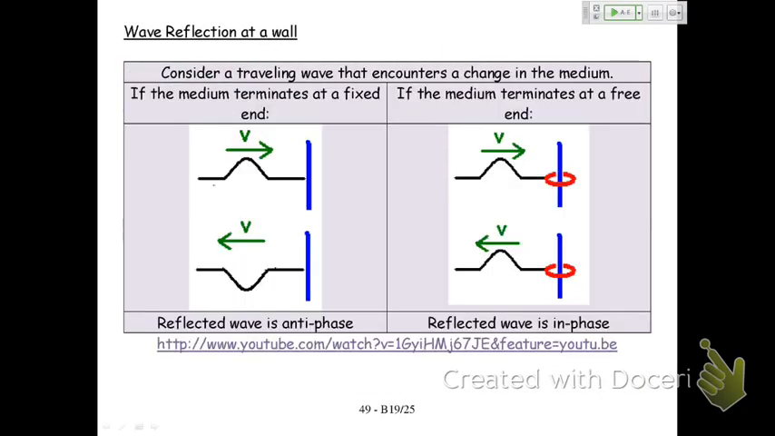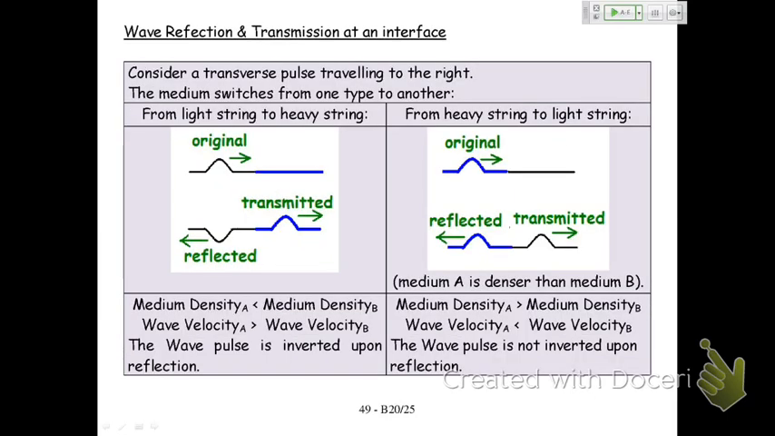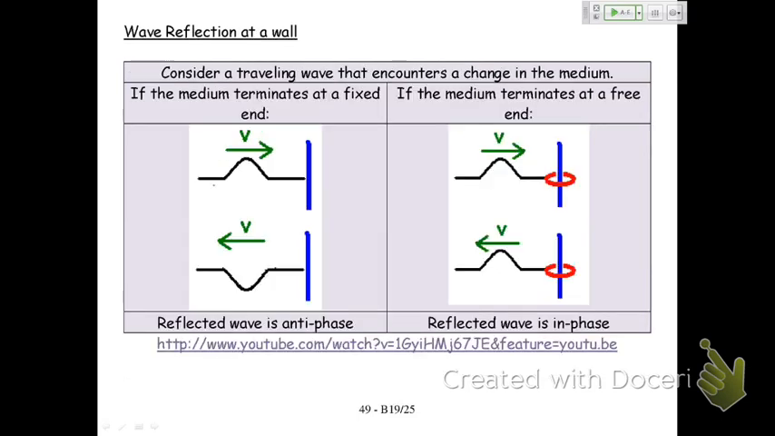We say, consider a traveling wave that encounters a change in the medium. If the medium termination is fixed, then the reflected wave is anti-phase. That means it's jumped from a crest immediately to a trough, and so that's a pi phase jump, if you like.